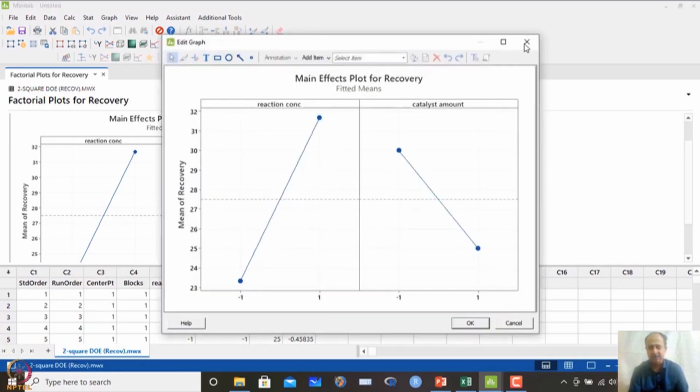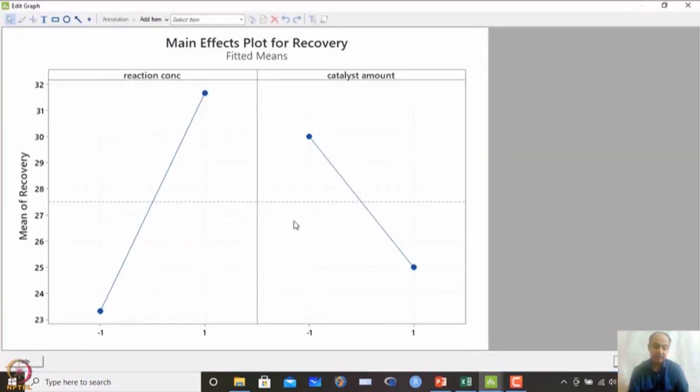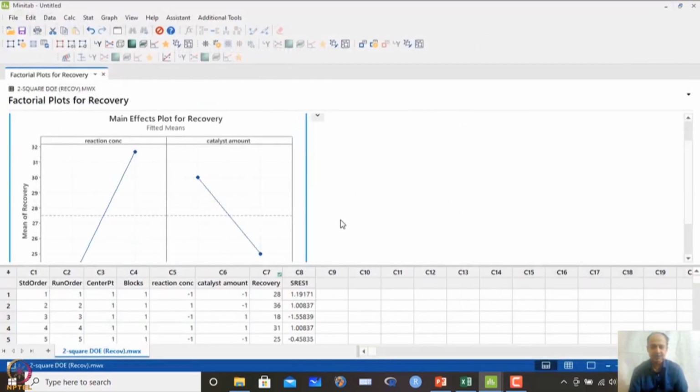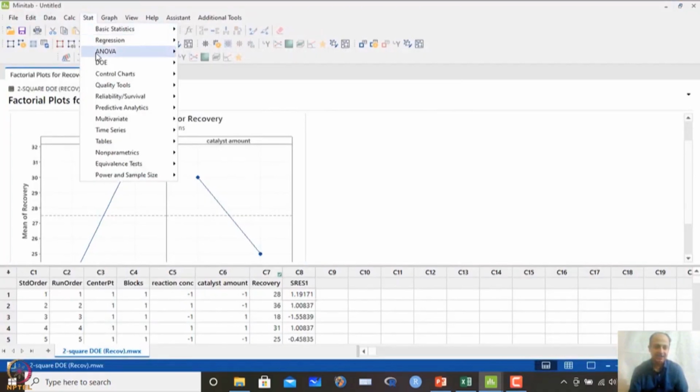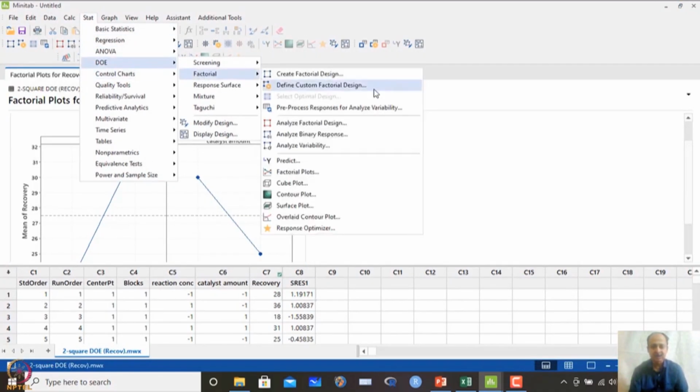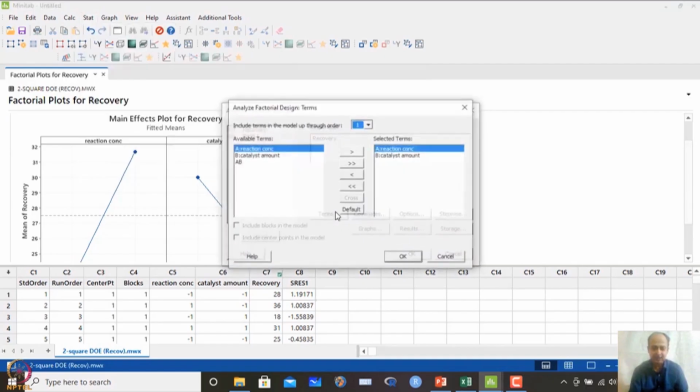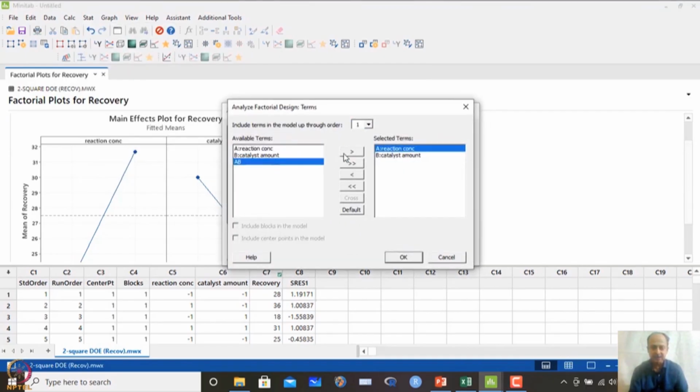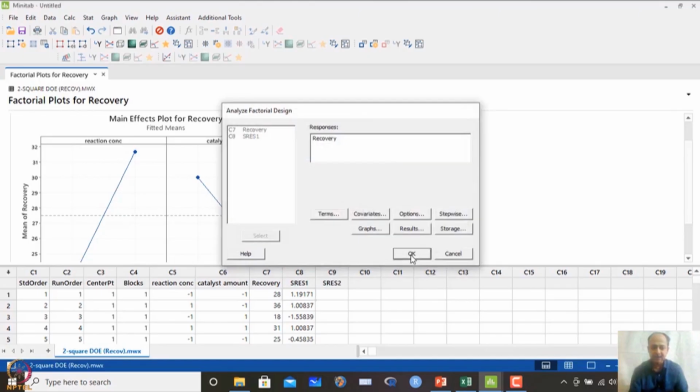If you see this diagrammatically, what is expected is that to maximize the recoveries, the reaction concentration should be at the positive level and the catalyst amount at the negative level. So, the combination is A at positive level and B at negative level, which is the combination we are finding over here. If you want to see interaction effects, you have to go to analyze this again, include the AB interaction terms, and then click OK and OK over here.